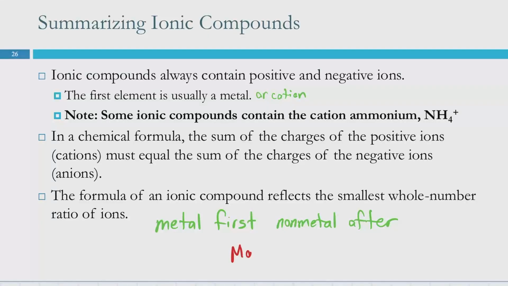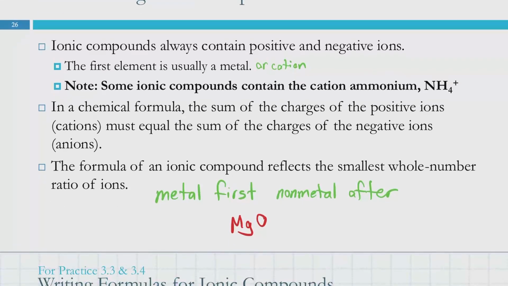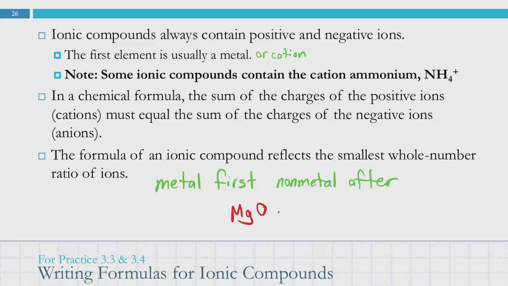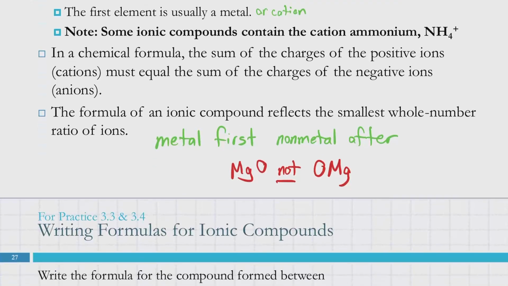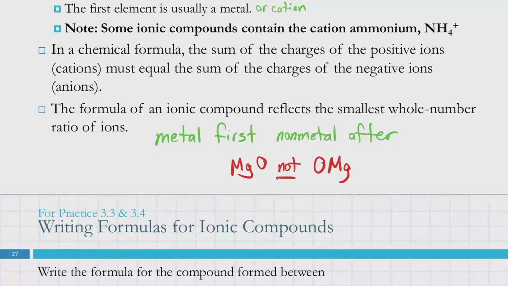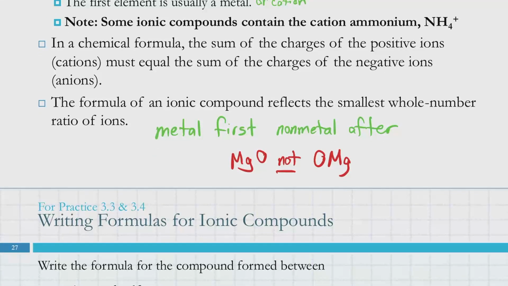So magnesium oxide, MgO, because magnesium is the metal, oxygen's the nonmetal. It would not be OMg. If you do that, I'm going to say OMG. You got it wrong. You put it in the wrong order. Relatively simple rule for our ionic compounds, the order that we put them in.